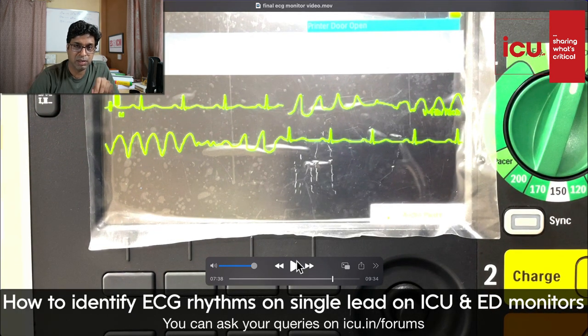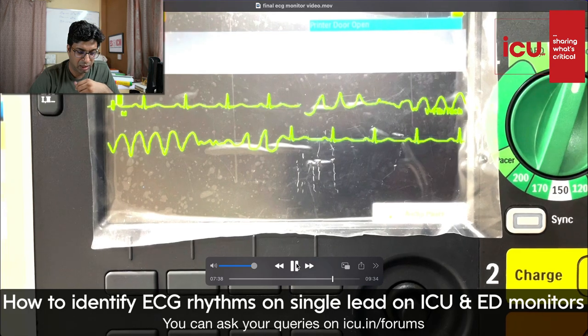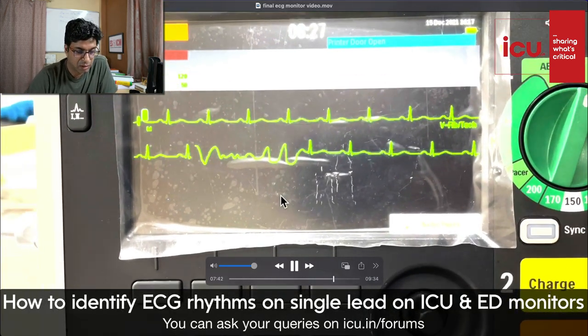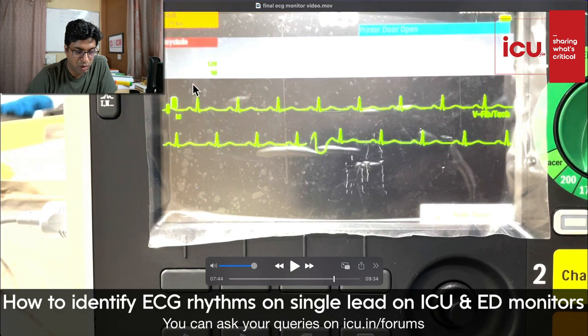So this was about rhythms. Now we'll see some ST changes. What are some few ST changes you can pick up? Or T wave inversions, and we'll discuss one very important rhythm. So we have gone through all the rhythms, and finally our patient is in the sinus rhythm.